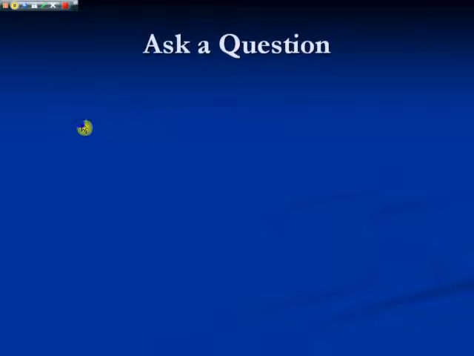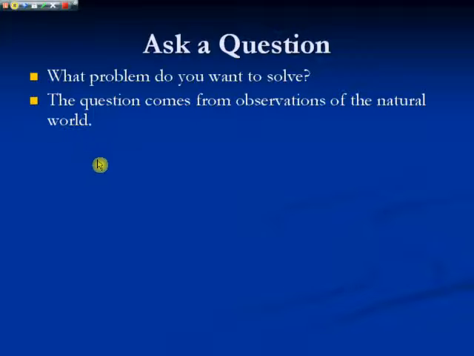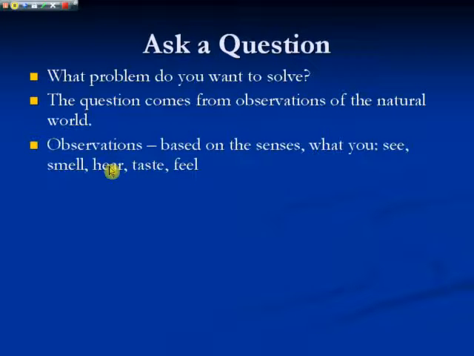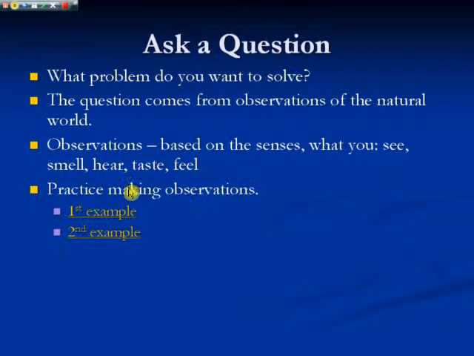Asking a question is the first step of the scientific method, and essentially what you're asking is, what problem do you want to solve? The question comes from observations of the natural world, and observations are those things that are based on the senses. So it's what you see, smell, hear, taste, and feel. Of course, in science, at least in this class, we never taste anything, and generally we don't feel things either.